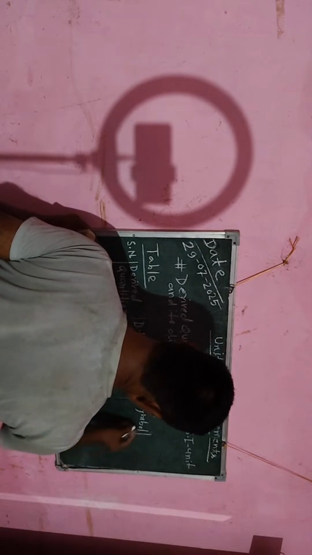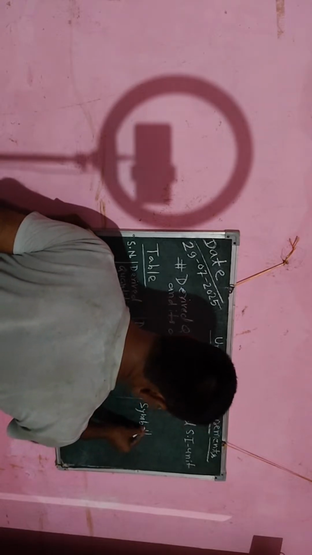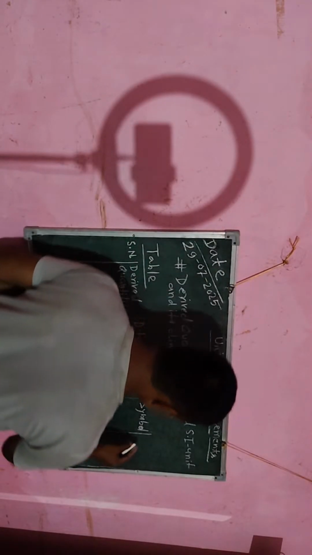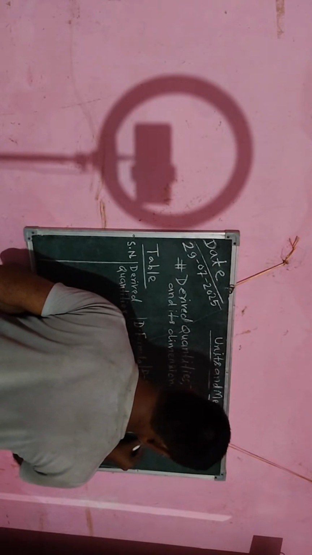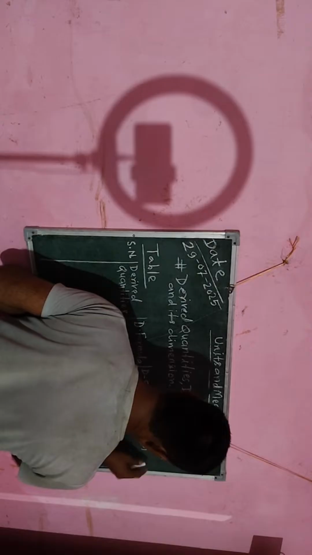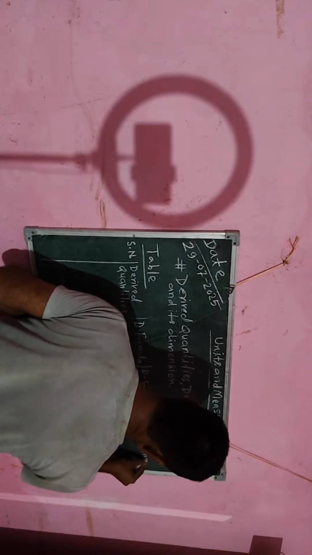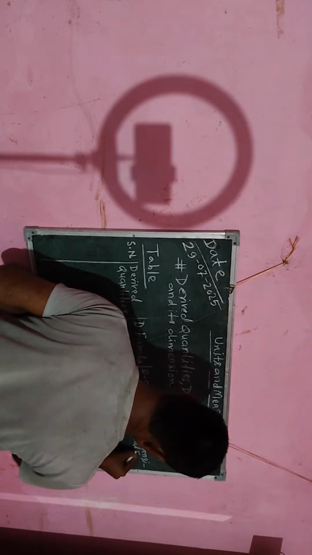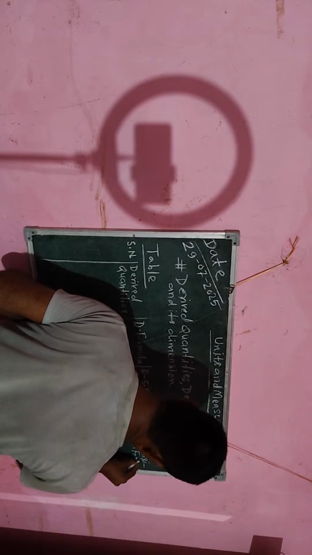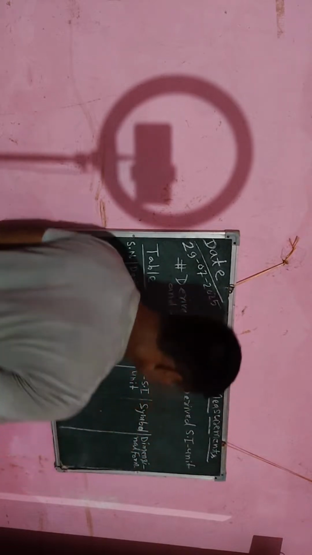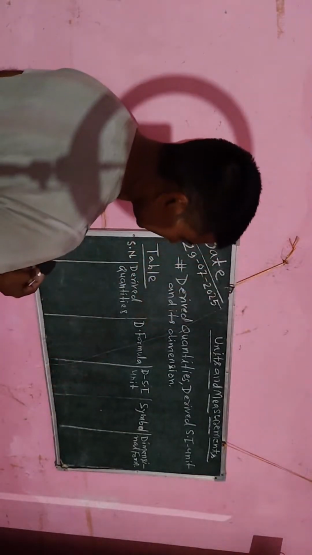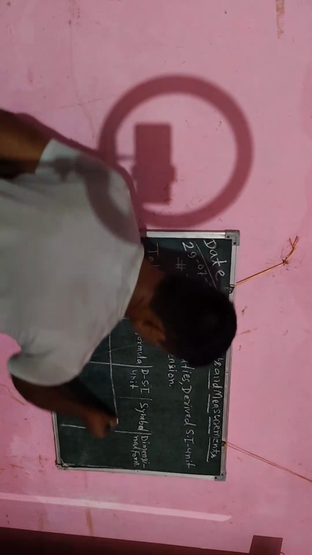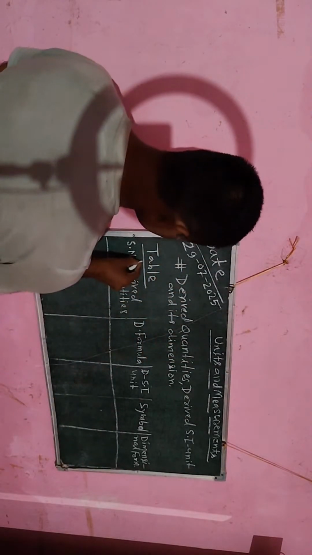Symbol. Here I have to write the proper symbol, and after writing the proper symbol, I will write here the dimensional formula. Okay, in short form I have written the dimensional formula. Now I am drawing a horizontal line, and this table I will complete.